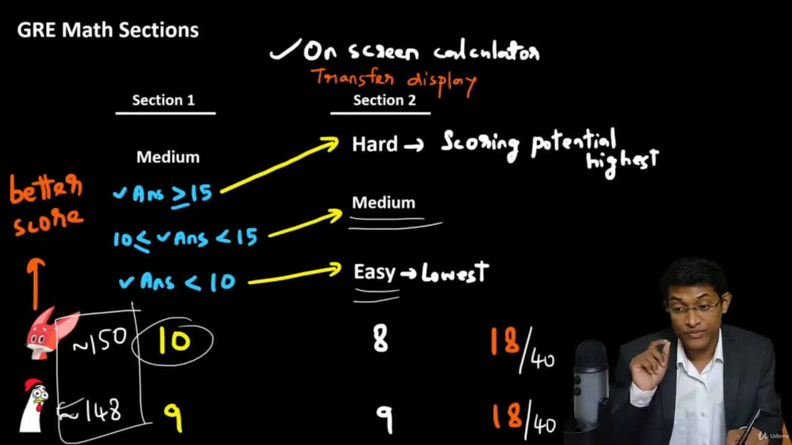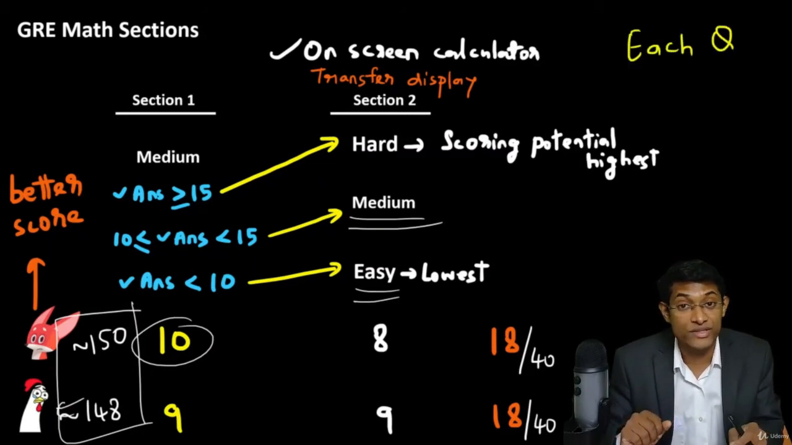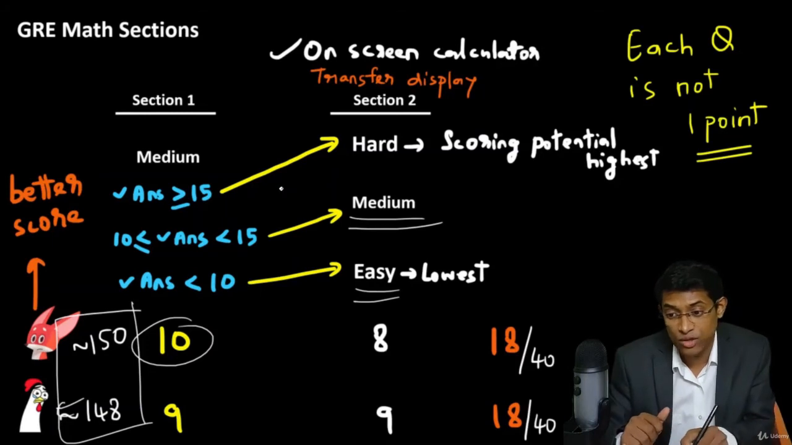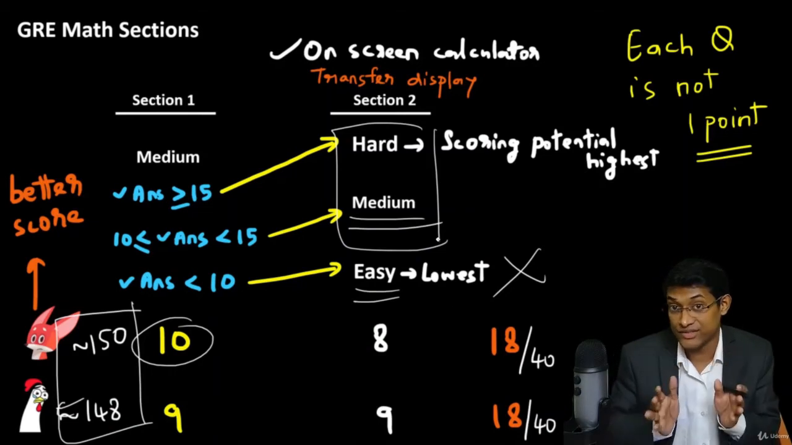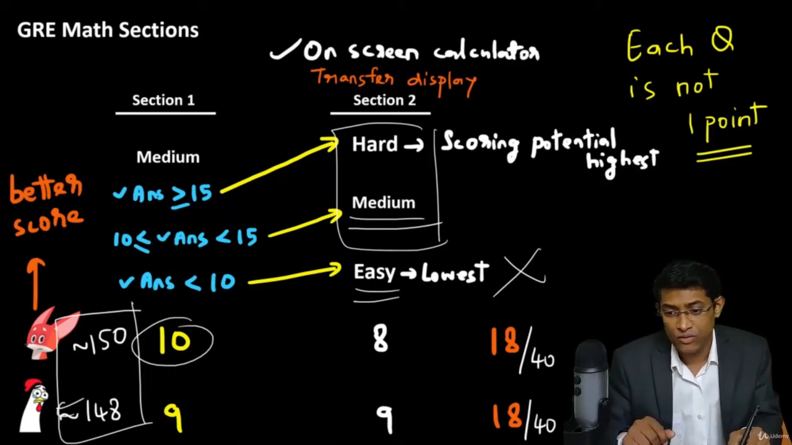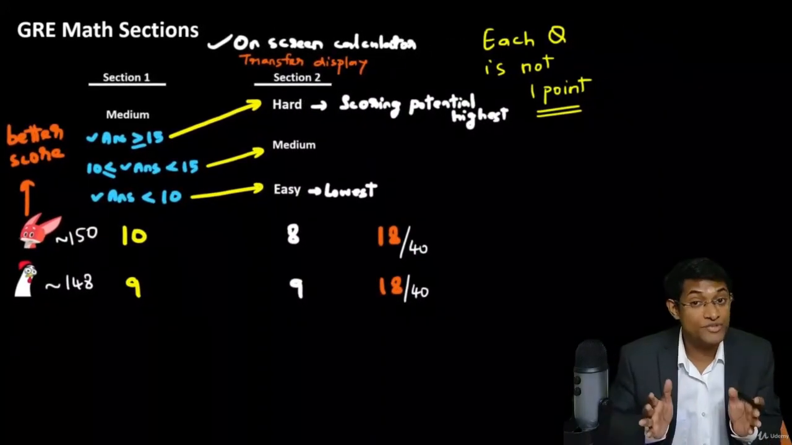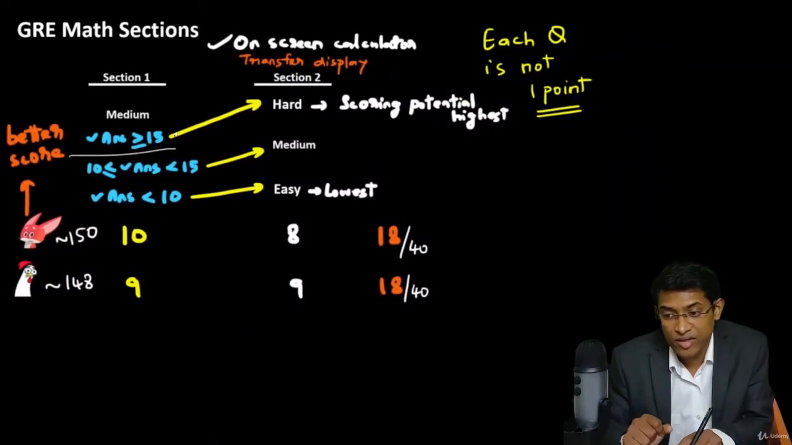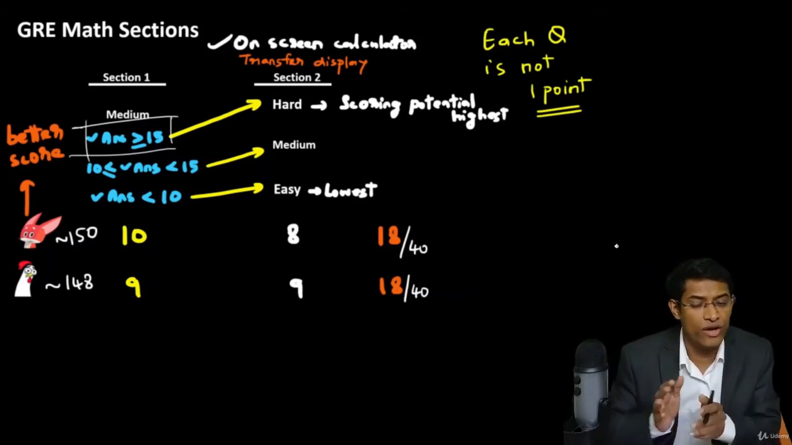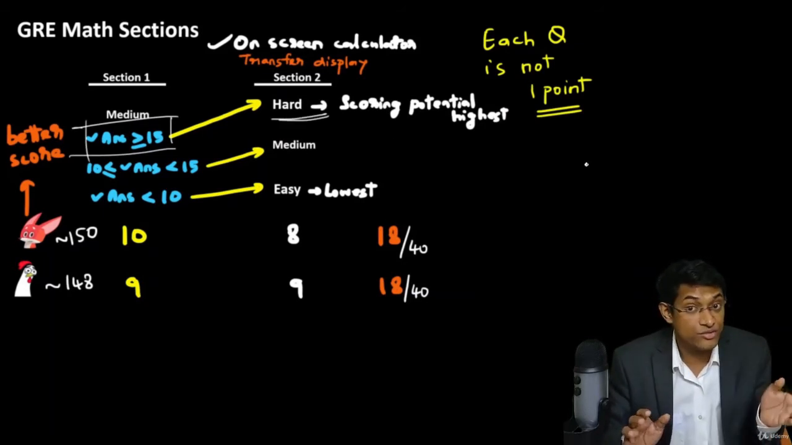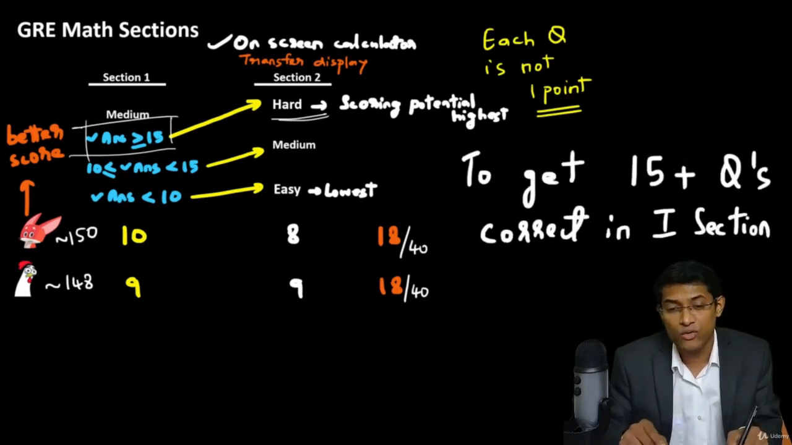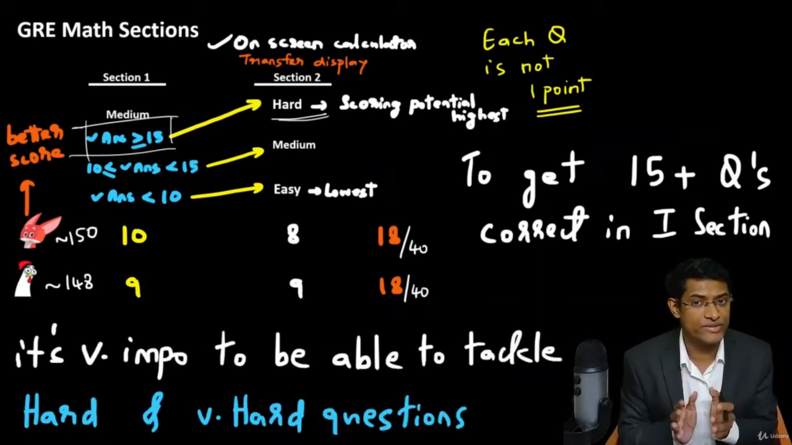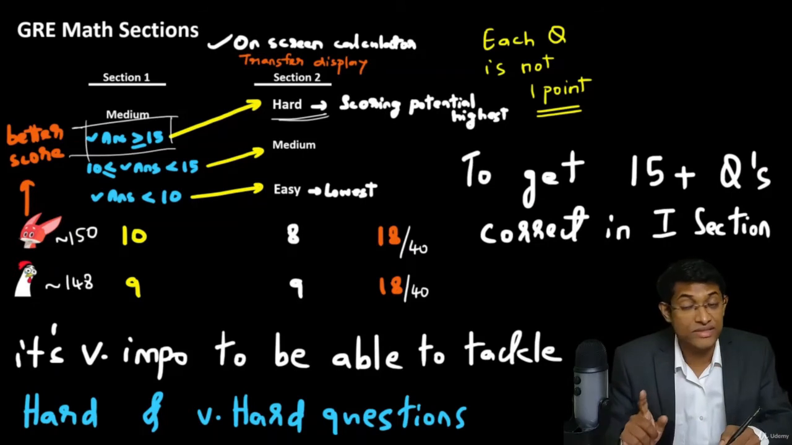All right. Now, the point to remember over here is that every question is not a 1-point question. So, it matters a lot that you get into either the hard or medium. Don't get into the easy section in section 2. All right. Now, to get a top score in the GRE Quant section, you need to get more than 15 questions correct in your section 1 and get into the hard section in section 2, right? Now, to get that, it's very important that you learn how to tackle hard and very hard questions in the quant section. All right, we'll discuss strategies for this in the future part of this video.